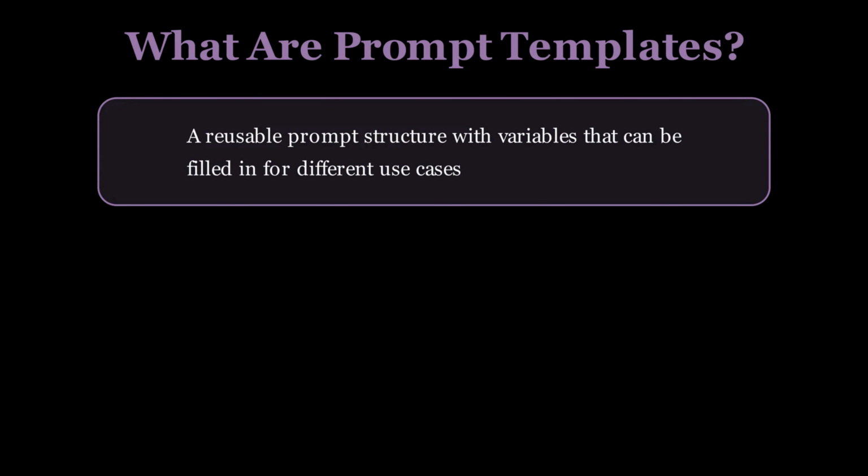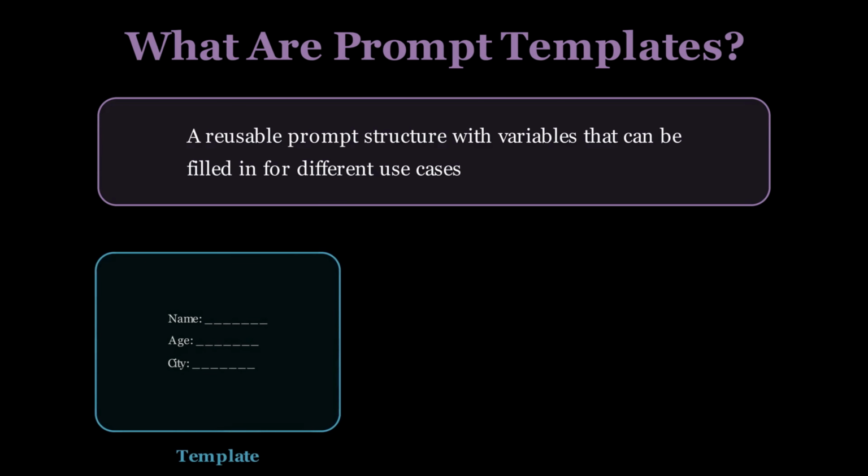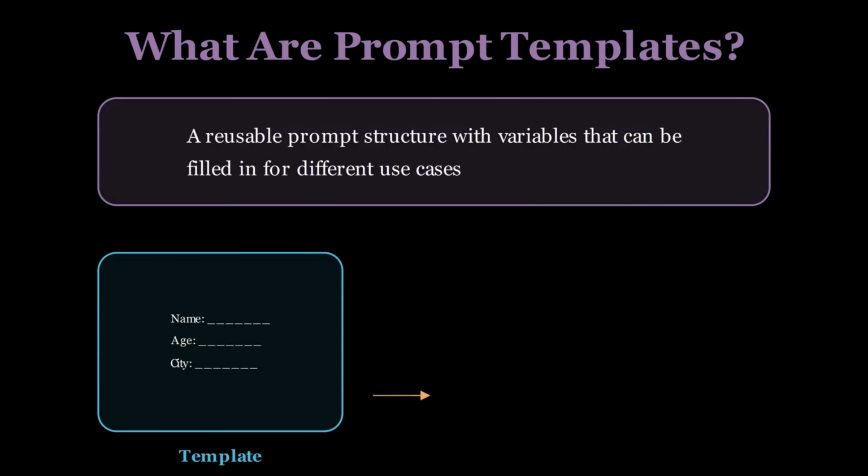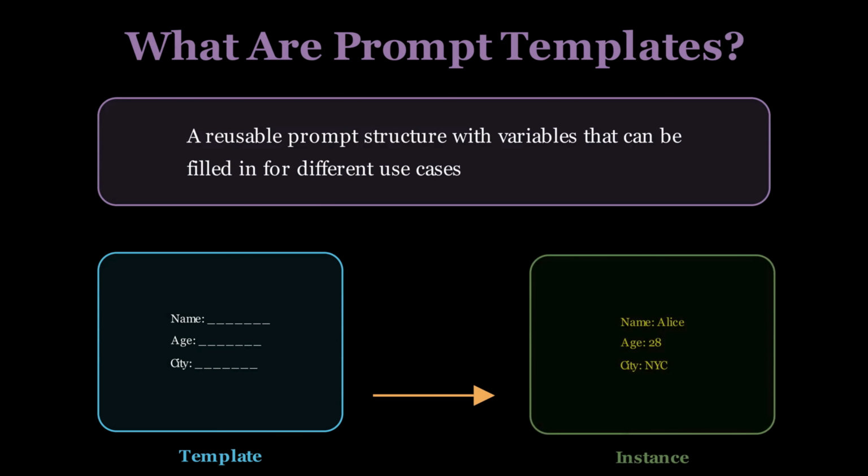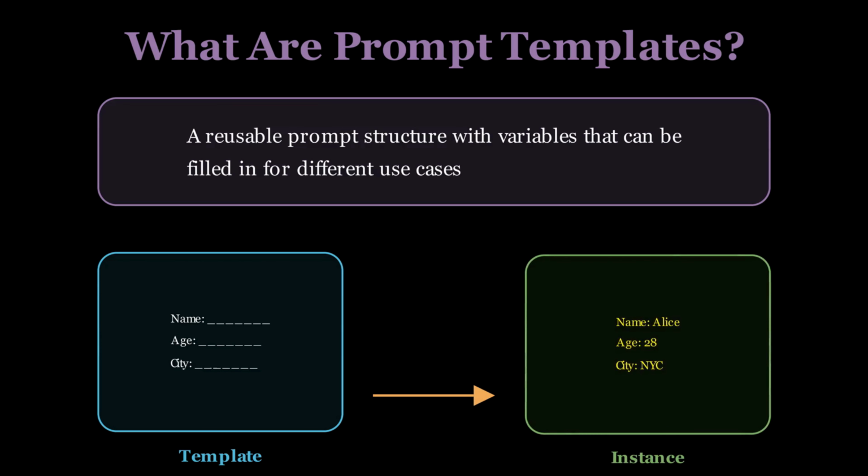A prompt template is a reusable prompt structure with placeholders for variable content. Think of it like a form you fill out. A template is like a blank form. It has placeholders: name, age, city. You fill in the blanks to create a specific instance. Same with prompts. The template has variables, and you substitute them with actual values.